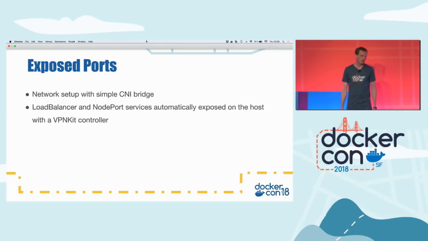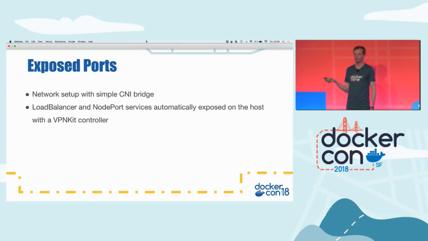So this was for the file sharing part. On the networking part, we have a network setup that's integrated in our Kubernetes cluster with a simple CNI bridge. So this is all set up when you just install Kubernetes, nothing to configure in addition to the basic setup. And by default, things will be exposed inside the virtual machine, as I explained previously.